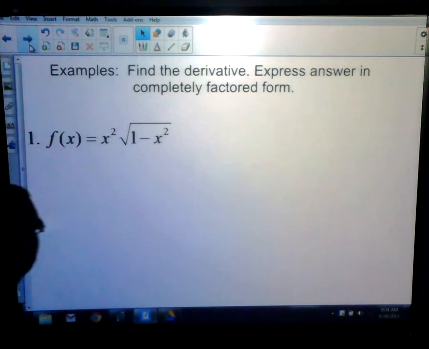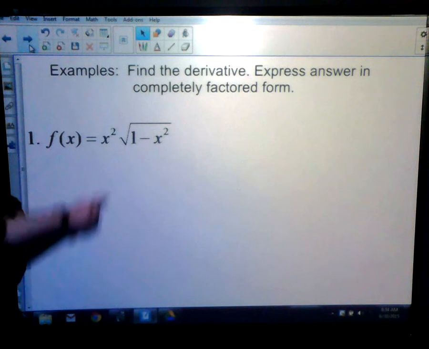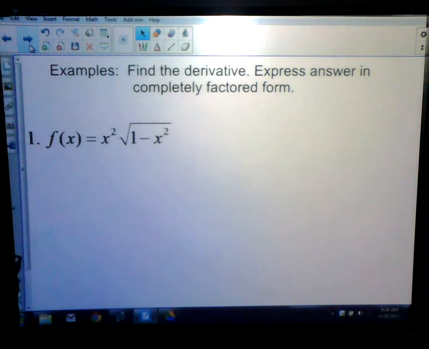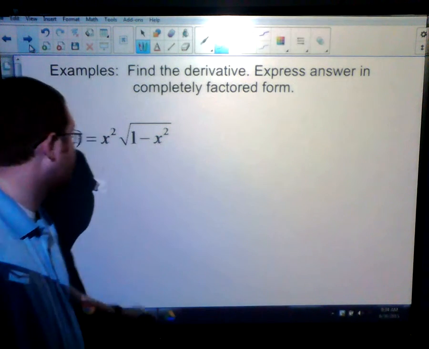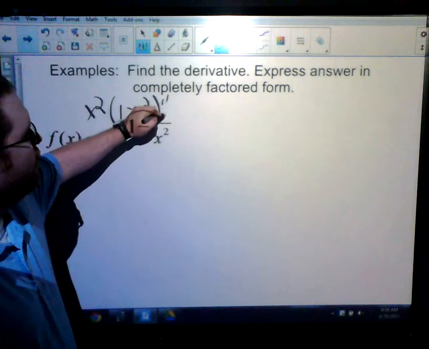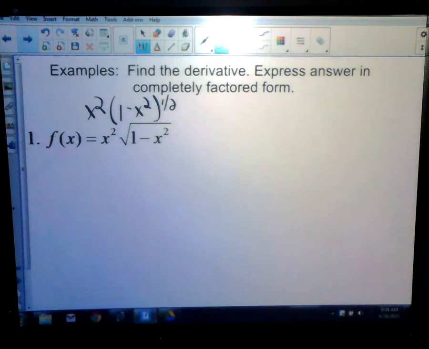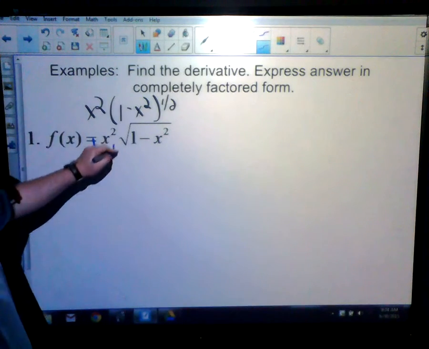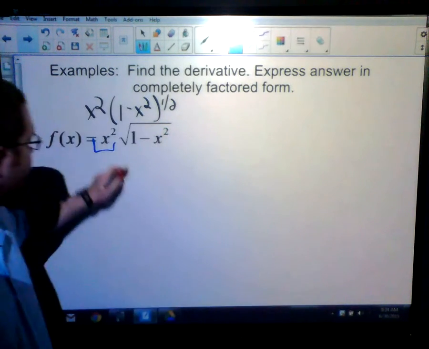Why is this a product rule? Because there's two things. Why is there a chain rule? Well, this one isn't, but this one is. It's got an outside and an inside. First of all, let's rewrite the problem as x squared times (1 minus x squared) to the 1/2. Okay? I'm going to do the first in blue and the second in red.